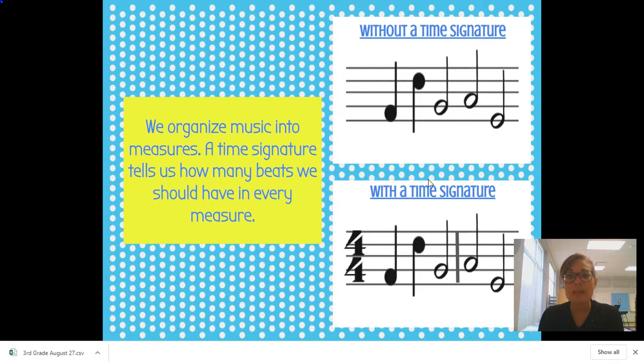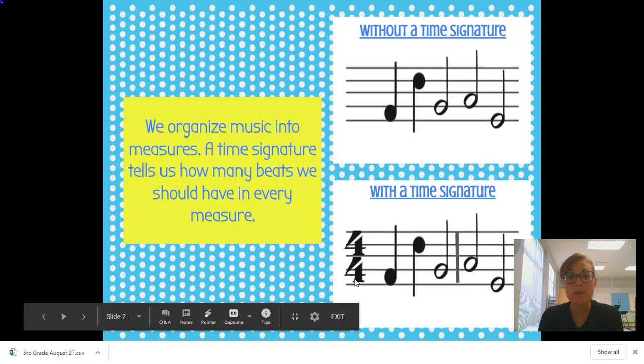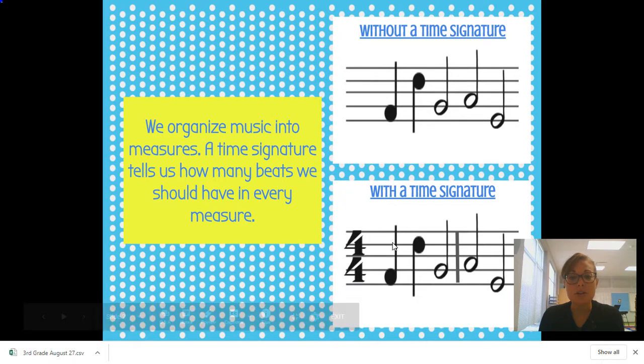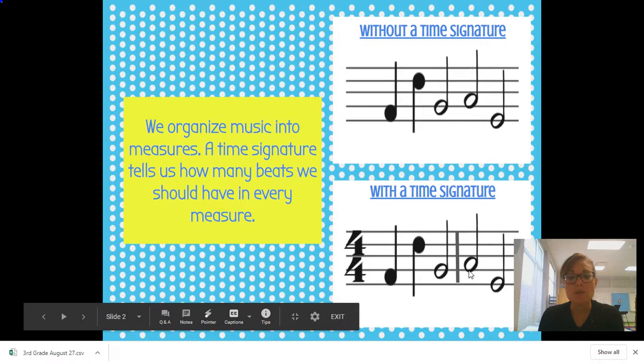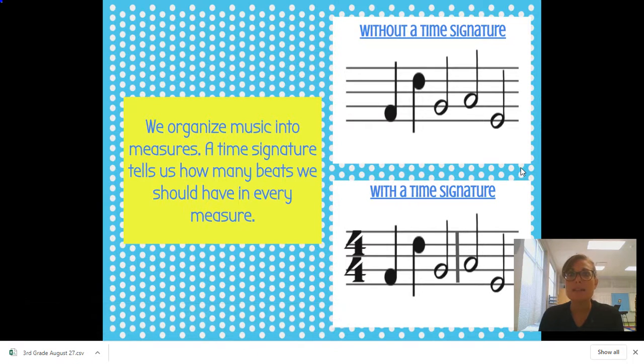This top example is music without a time signature. The bottom example is the same music, but with the time signature 4/4. That means we are going to put 4 beats together in a measure. So once we get to 4 beats, we draw a bar line, which makes the music a lot easier to read.